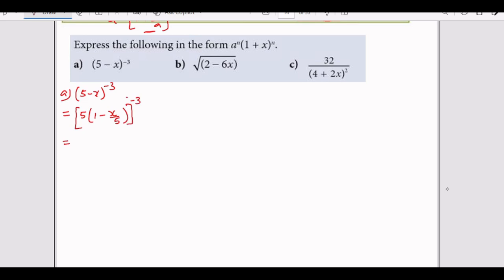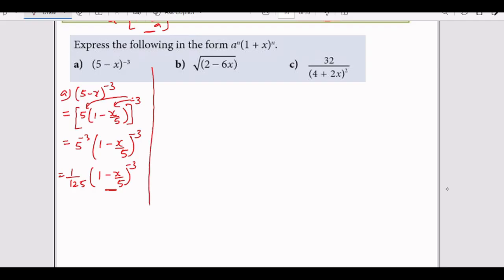Now remember that this negative 3 belongs to 5 as well as to the bracket. So that means 5 power minus 3, and inside we have 1 minus x over 5 power negative 3. So this is 1 over 125 and we have. Now we have it in the same form, so we can use the rule of the binomial expansion on this. Now our x here is negative x over 5, right? So I think that's very clear.